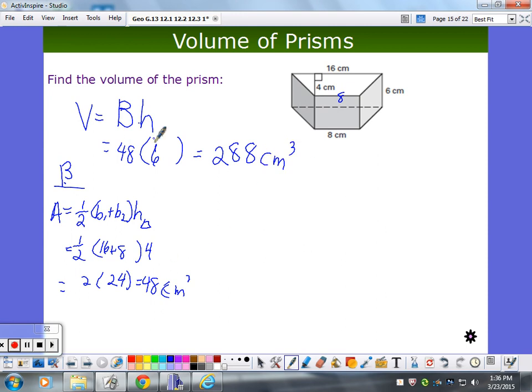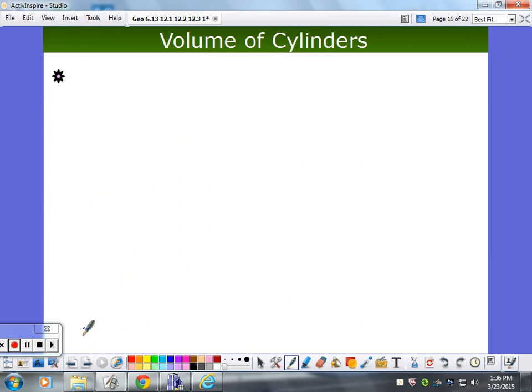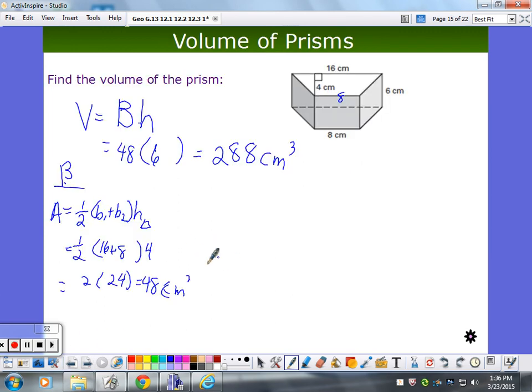Much simpler, isn't it? Because it would be a lot harder finding surface area. Yes? I made a little trapezoid there to remind myself I'm finding the height of the trapezoid, not the height of the prism. Because this is where we start getting a little confused. What? I can't hear you. This is example A.